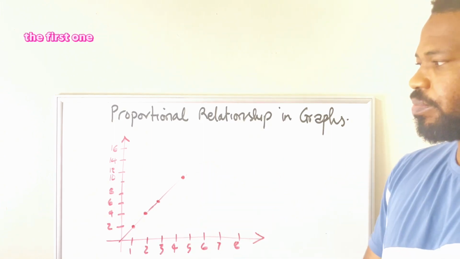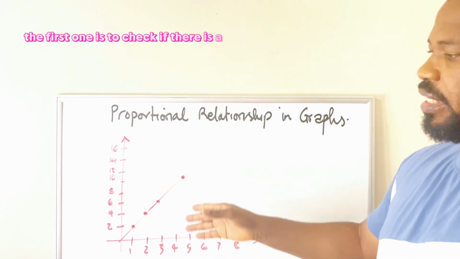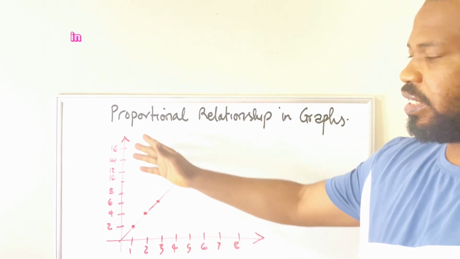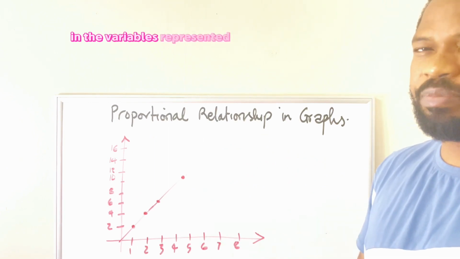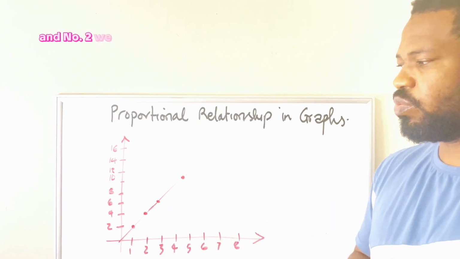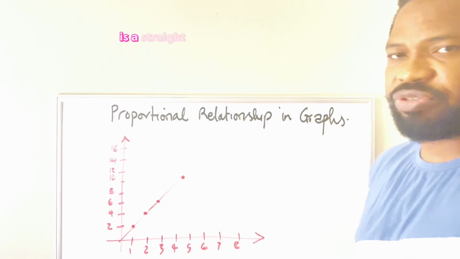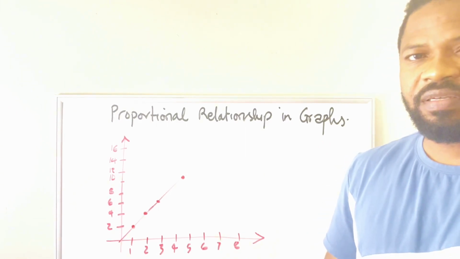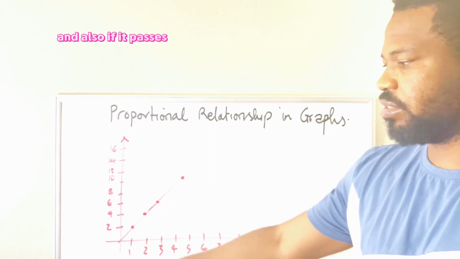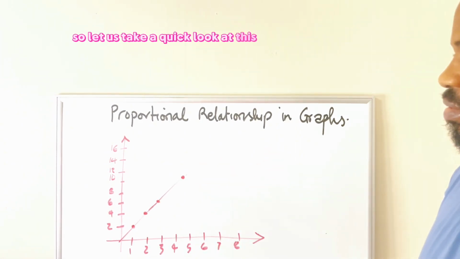The first one is to check if there is a constant ratio in the variables represented here, just like we did in the table. And number two, we also need to check if the graph is a straight line, if the graph is a straight line, and also if it passes through the origin. So let us take a quick look at this.